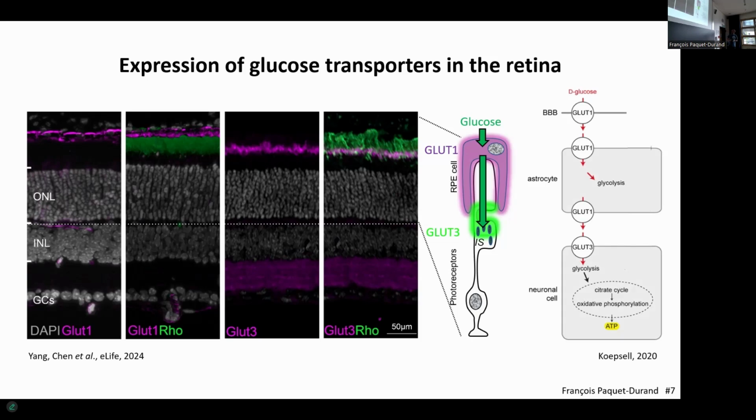This setup matches what we also see in the brain, where astrocytes express glucose transporter 1 and take out glucose from the bloodstream, and then the neurons express glucose transporter 3 to be able to effectively suck up glucose into their cells. Okay.